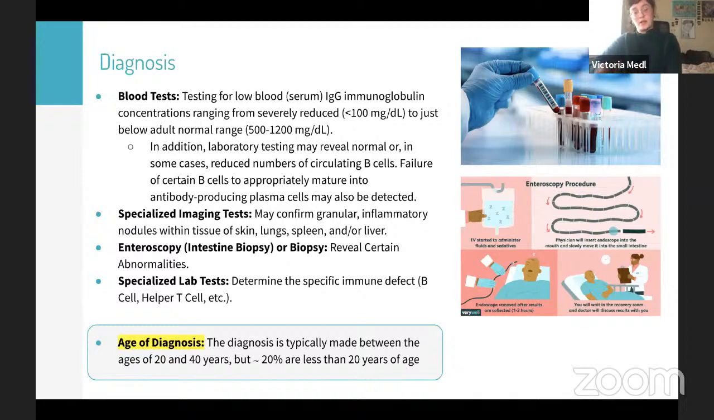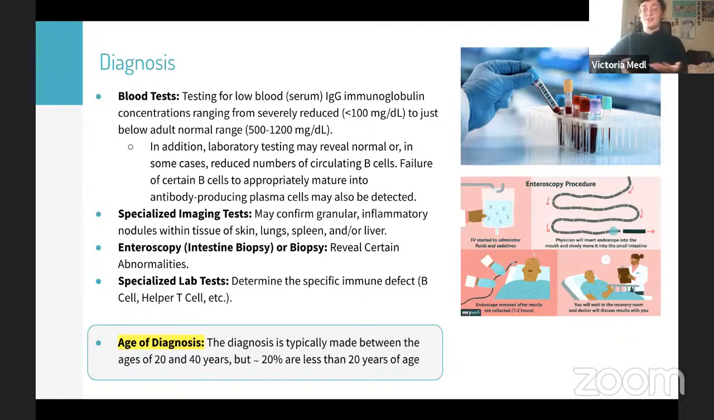Then there's also specialized imaging tests. So if someone is concerned that they have bronchiectasis or they're developing granulomas in the lungs, they will test for that. And if they do find granuloma, it can show signs of CVID. And they also do enteroscopy, which is an intestine biopsy.